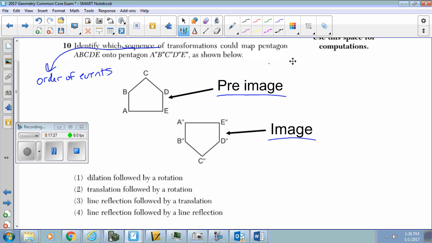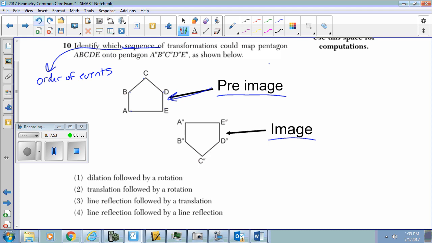Okay, so now this is our pre-image. How do we know that this is our pre-image here? Well, it doesn't have the little marks like the image does. These little marks right here. Okay? So it says identify which sequence of transformations could map pentagon A, B, C, D, E onto pentagon A double prime, B double prime, C double prime, and so on as shown below.